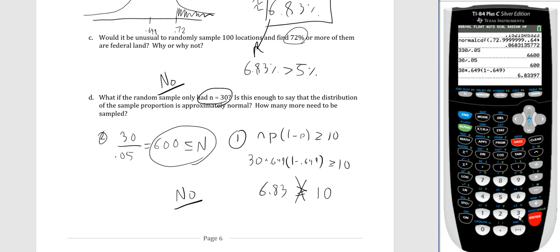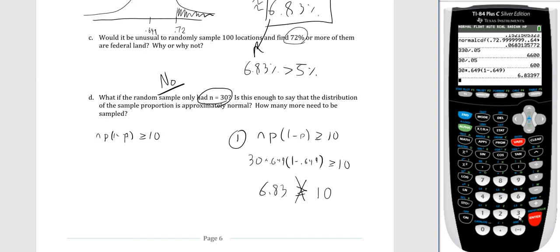In order to find how many more would need to be sampled, we can run through np(1 minus p) greater than or equal to 10 and instead solve for n. So I'll do that over on this side here. I'll erase what we had written down, and I'll redo this and solve for what n would need to be. So we know that 100 works. We know that 30 doesn't. So we're looking for a number in between there. So if I have np(1 minus p), and that's greater than or equal to 10.